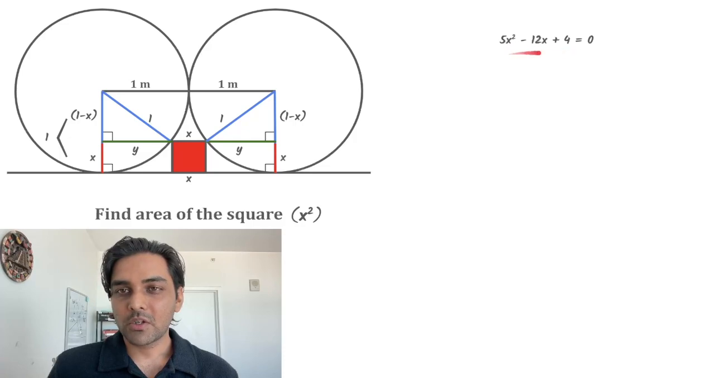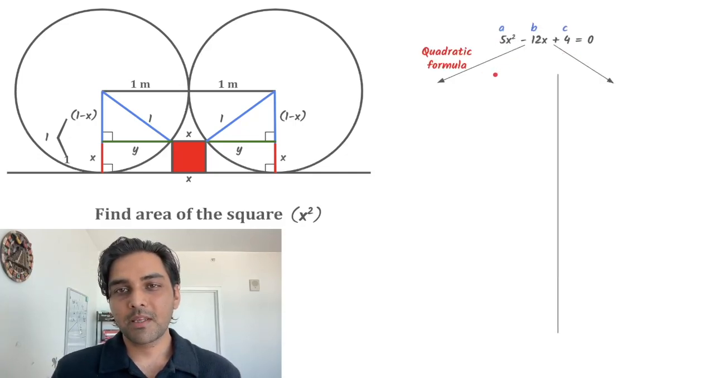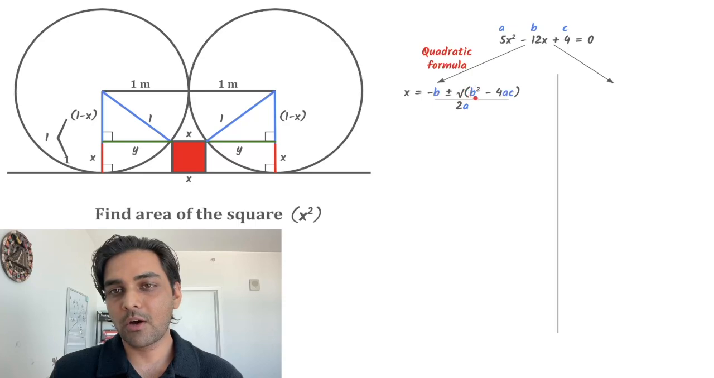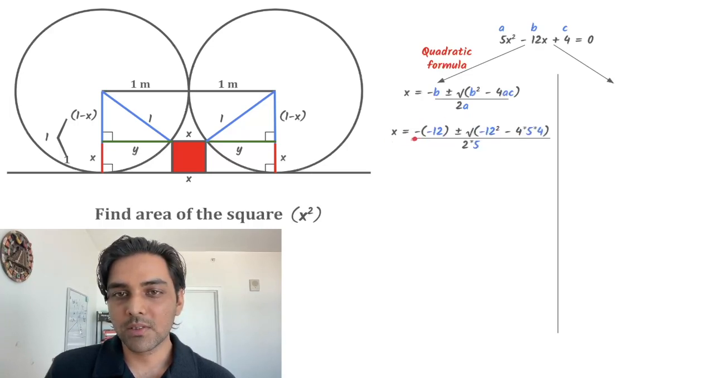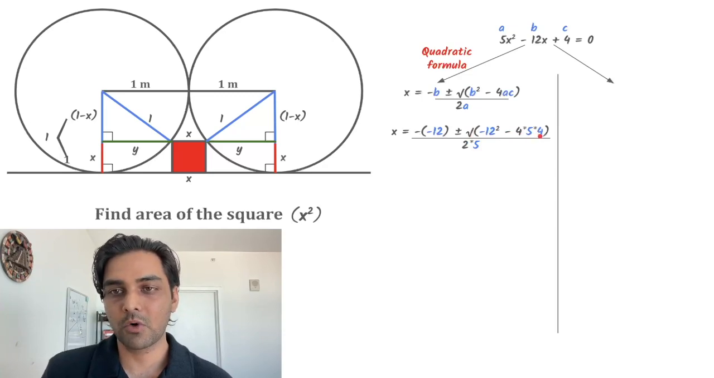This quadratic equation is of the form ax squared plus bx plus c, where b is minus 12. And there are two ways to solve this. The first method is to apply the quadratic formula. The quadratic formula is given by x equals minus b plus or minus square root of b squared minus 4ac, whole divided by 2a. Let's substitute the values, and we get x equals minus of minus 12 plus or minus square root of (minus 12) squared minus 4 times a, which is 5, times c, which is 4, divided by 2 times a, which is 5.